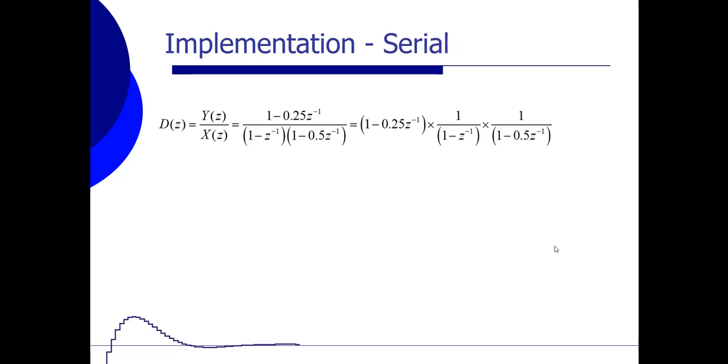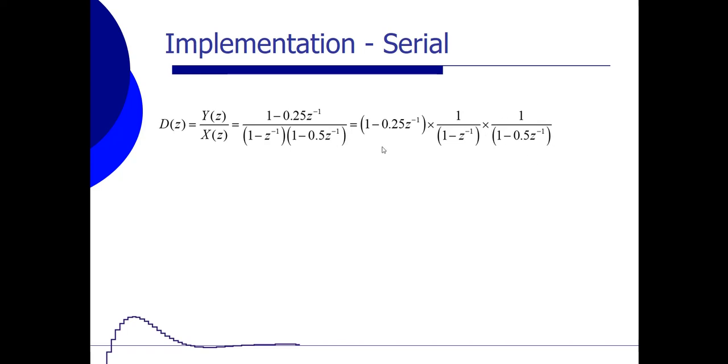Then we have the second implementation form, which is a serial implementation. And what we do in a serial implementation is that we work out the different parts in the numerator and in the denominator. So in the numerator, we have this expression over here. Then we multiply that part with 1 over this part in the denominator, and we multiply it with 1 over this expression in the denominator.